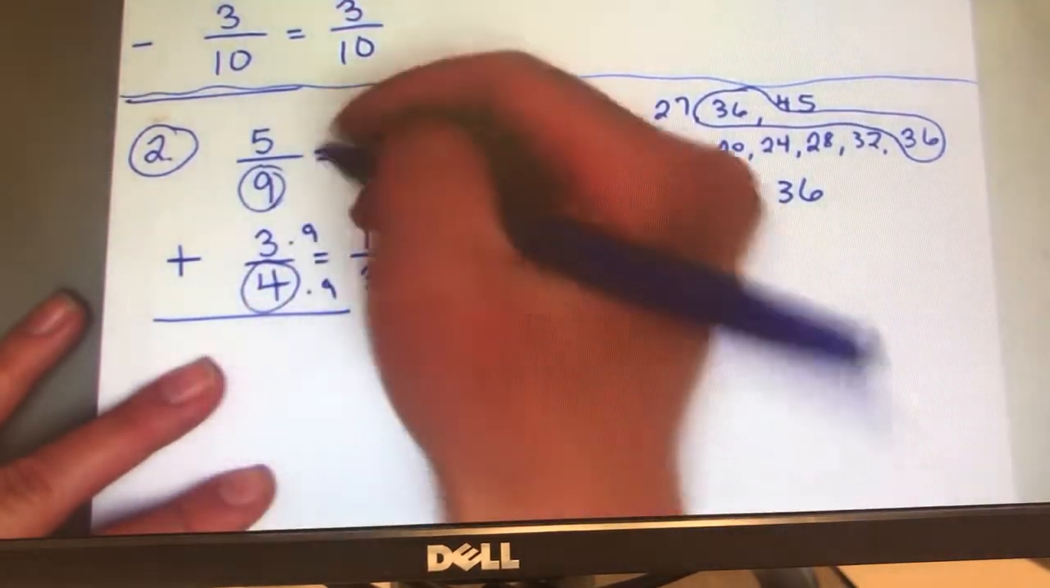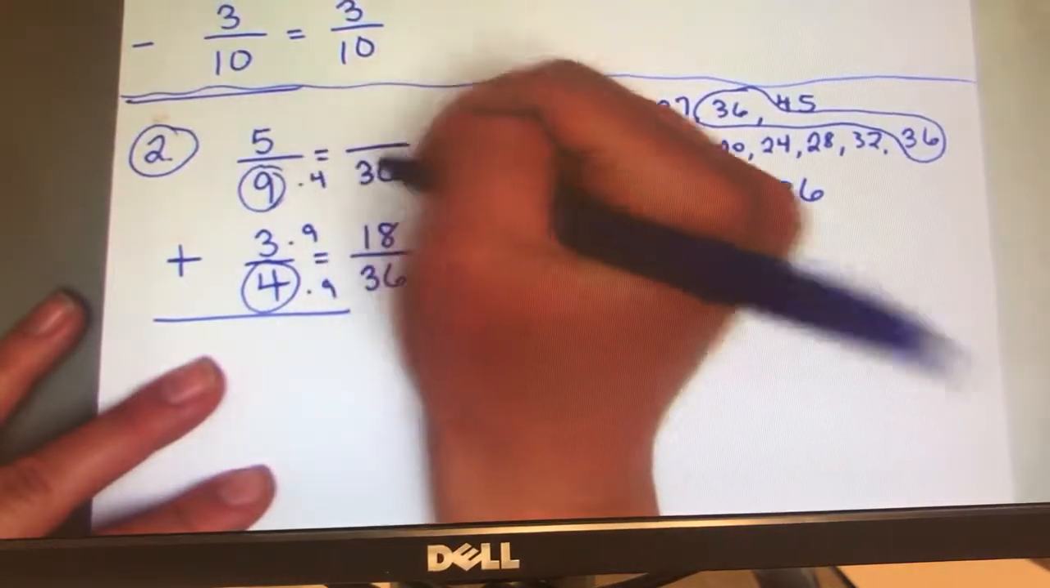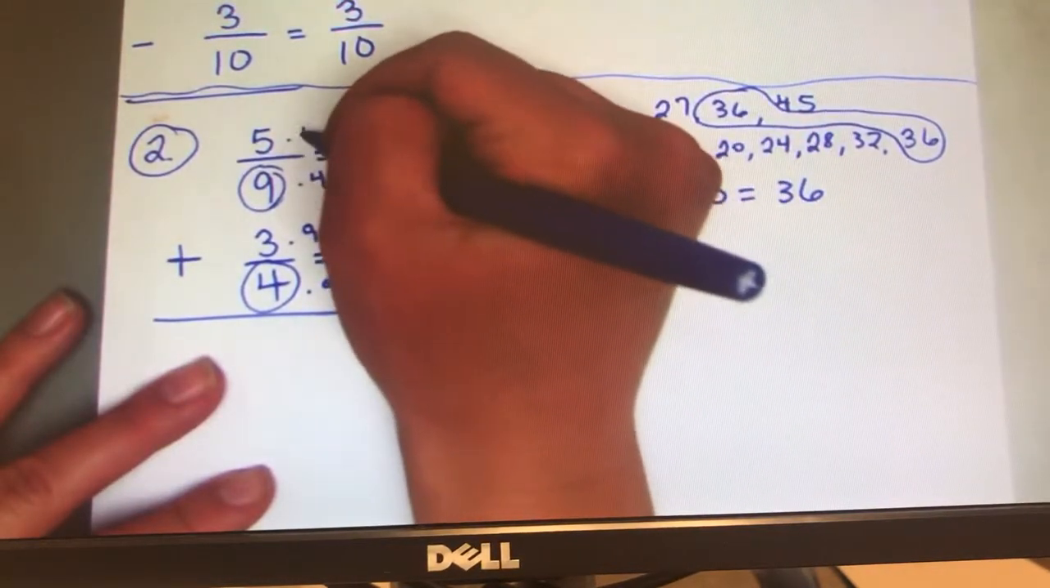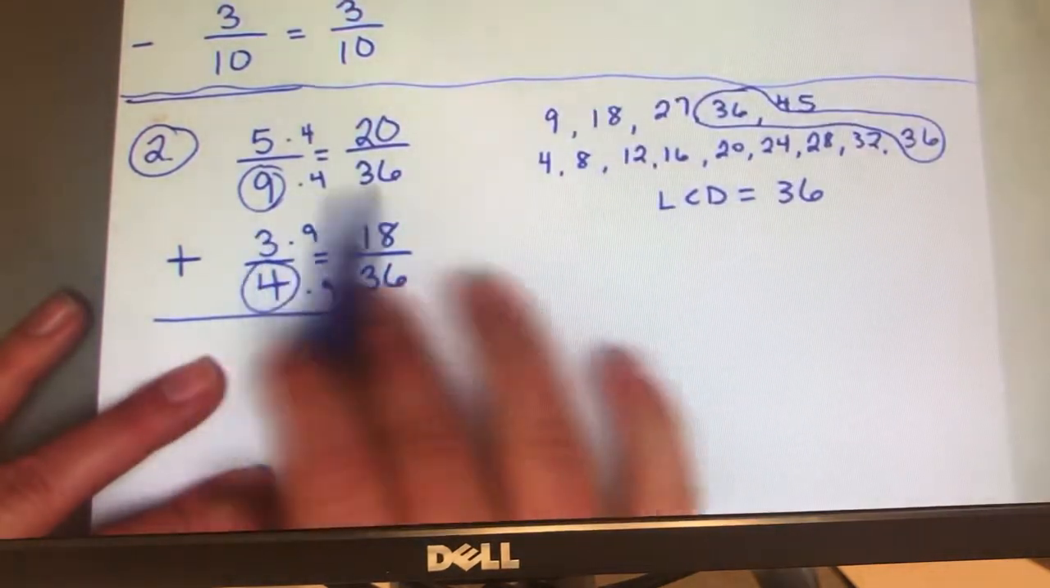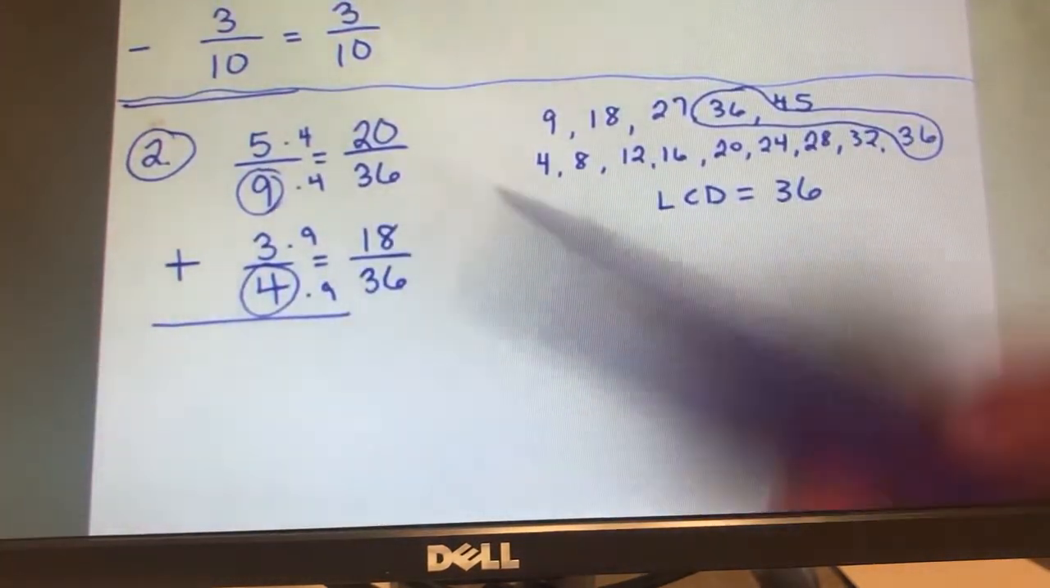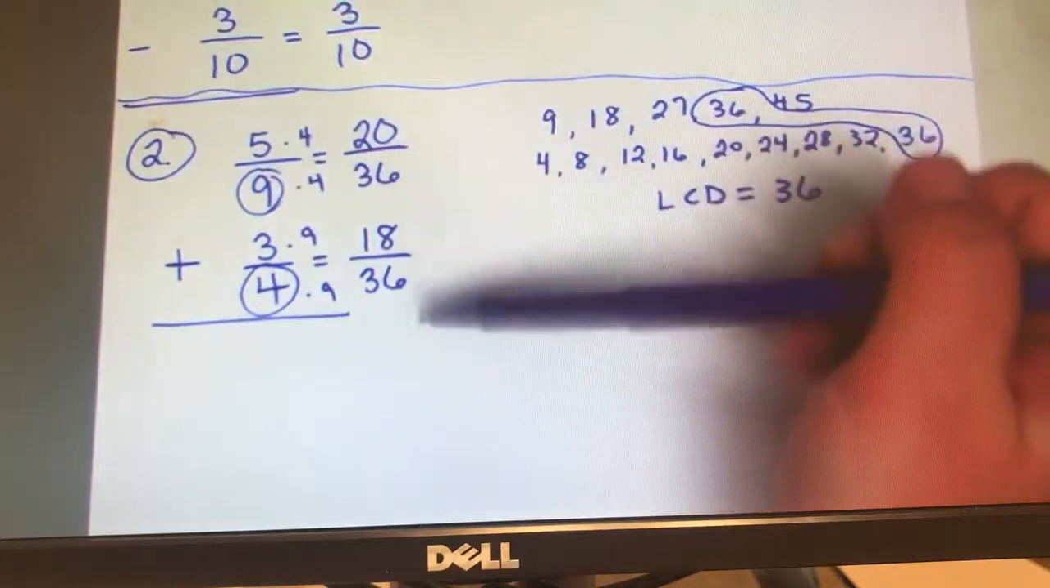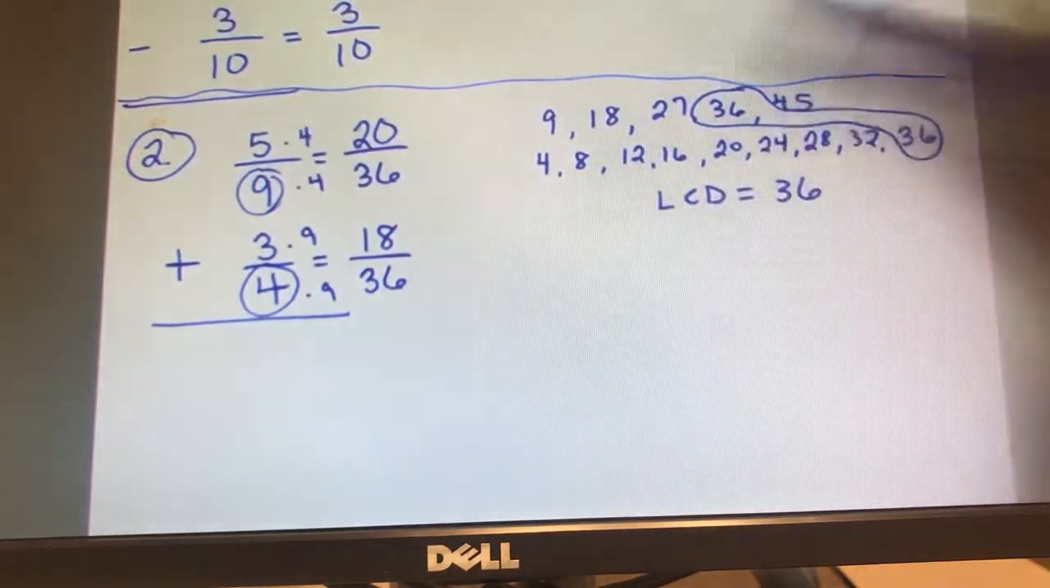Now let's do it up here. 9 times 4 gives me 36. So up here I have to do 5 times 4, which is 20. So 5/9 is the same thing as 20/36, but now I can add these two together because they are like.